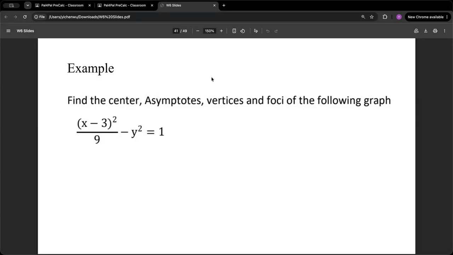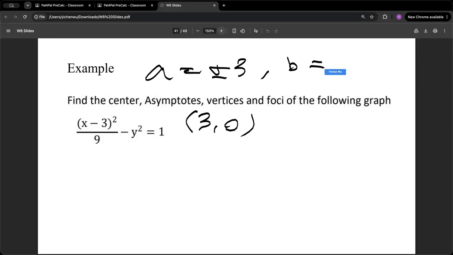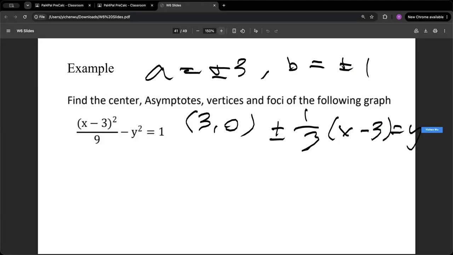And now I'll go over this. So the center is simply going to be 3, 0. As for the asymptotes, let's calculate a and b again. So a is plus or minus 3, b is plus or minus 1. So the asymptote is plus or minus 1 over 3 times x minus 3 equals y. And that's for the asymptotes.